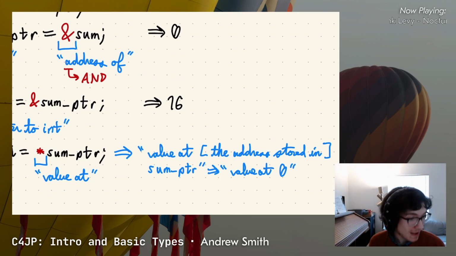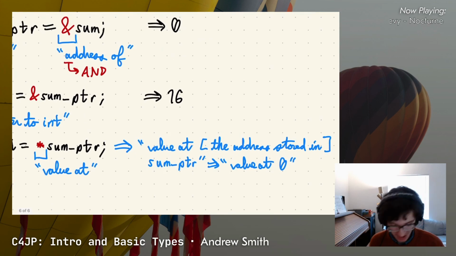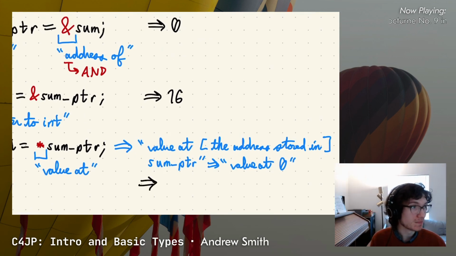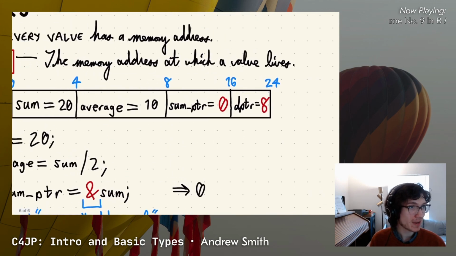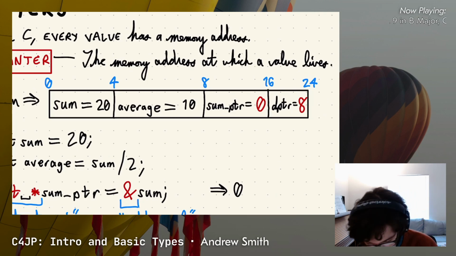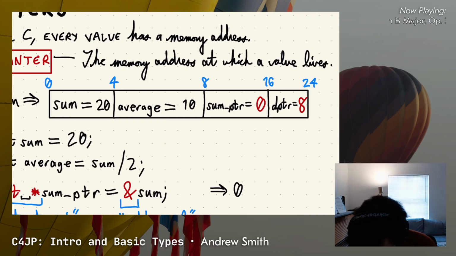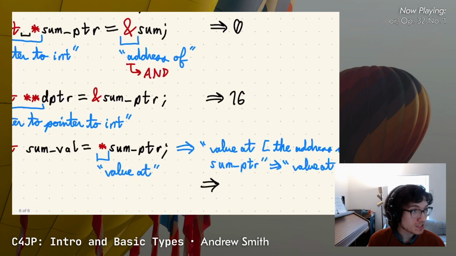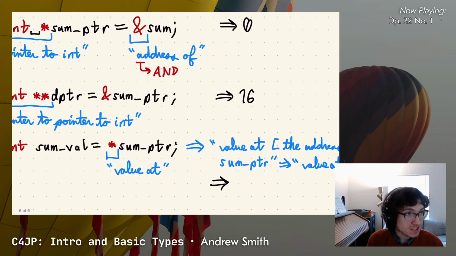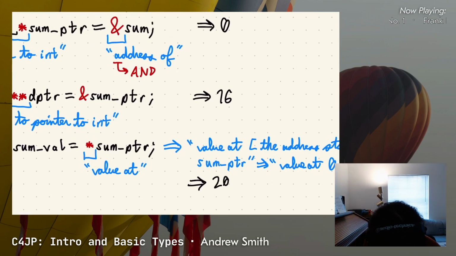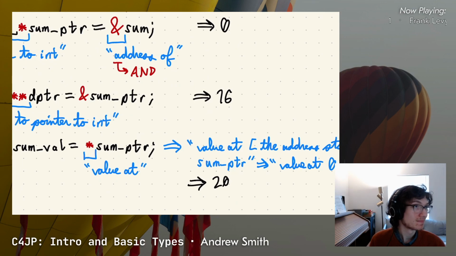And so in order to evaluate the statement, what your processor does is it says, okay, cool. I'm going to figure out, well, what lives at address 0? Let's go to memory, and let's look it up. Well, what lives at address 0? Aha! It's this value sum, which has a value of 20. And so as a result, the value of sum val is now going to be 20. The same value that sum had.